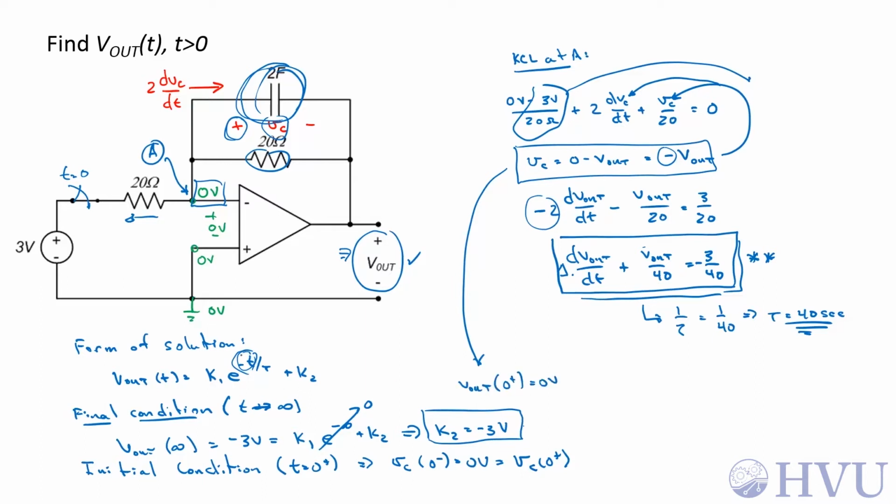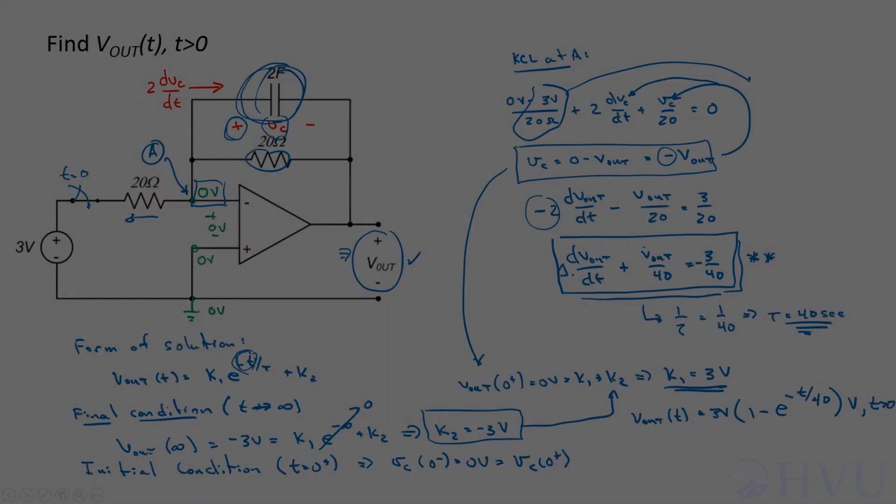If I plug in 0 for time, that's equal to K1 plus K2. If I plug K2 is equal to negative 3 there, K1 is equal to 3 volts. And now we can write the final solution. So V out of t is equal to 3 volts times 1 minus e to the minus t over tau, which is 40 seconds. That's in volts, and that's for t greater than 0.